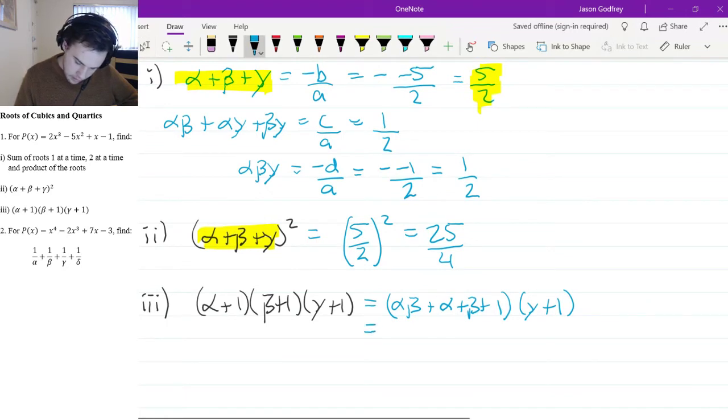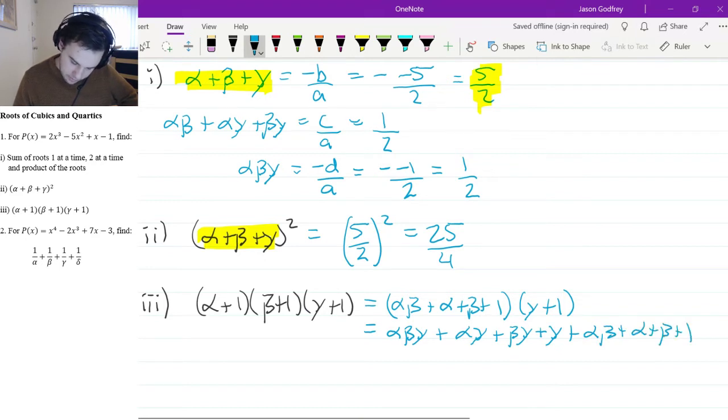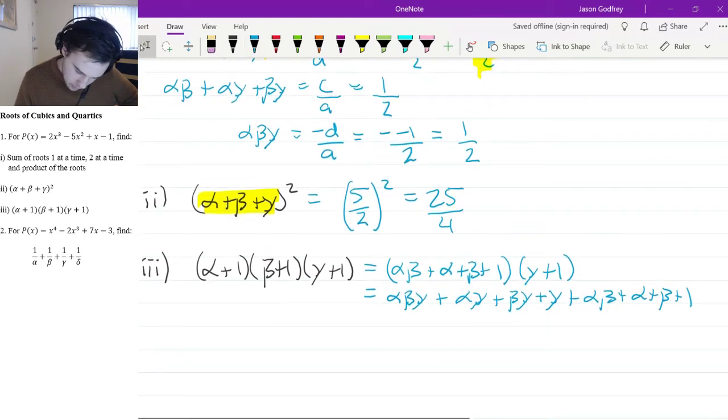Now if we times all of them by gamma, we've got alpha beta gamma plus alpha gamma plus beta gamma plus gamma. And then if we times them all by 1, plus alpha beta plus alpha plus beta plus 1. So notice here we've got alpha beta gamma, the product of the roots.